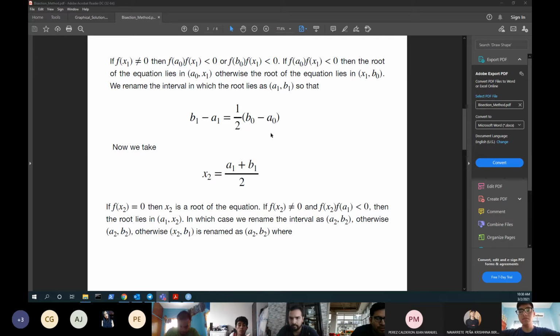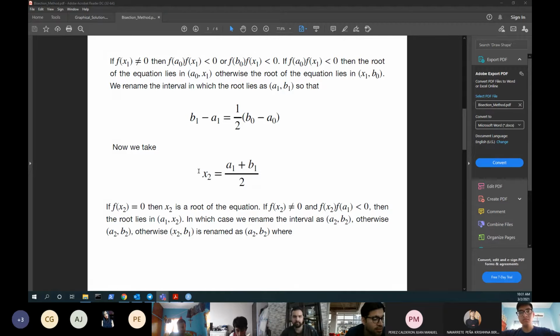And then you have to compute x2. x2 is going to become (a1 plus b1) divided by 2. This is exactly the same as what we did on the whiteboard, but mathematically. So now x2 is going to become our root. We have to test it again. If f(x2) is equal to 0, of course, then x2 is the root of the equation, which is pretty easy to understand.